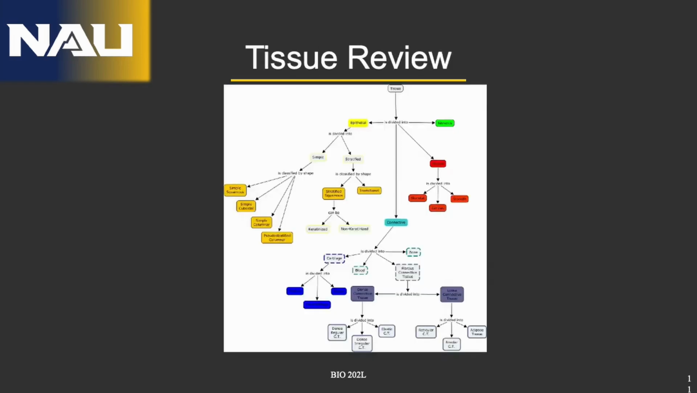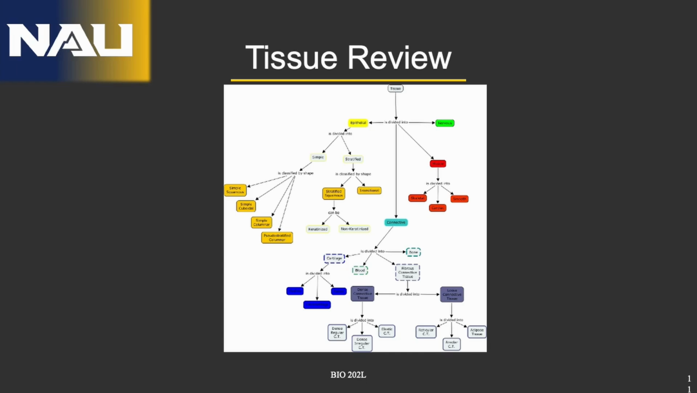Now it's time for a little tissue review. Tissues are groups of cells that perform specific functions. There are 4 basic types of tissue in the body. There's epithelial tissue. This covers the body's surfaces and lines cavities. The functions include protection, absorption, and secretion.